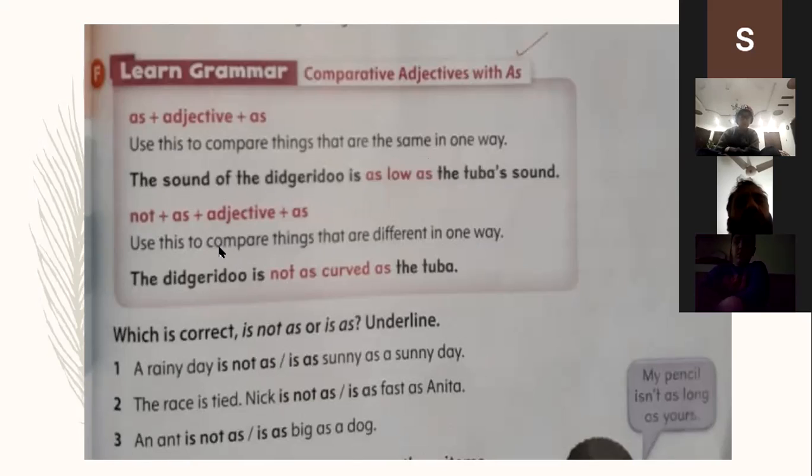But in the second example, they're comparing things that are not the same, they are different. So they used not as adjective as, okay? Not as curved as. So you see over here? When things are different in one way, we will be using not with as adjective as. Okay, I'm moving on to the next slide.